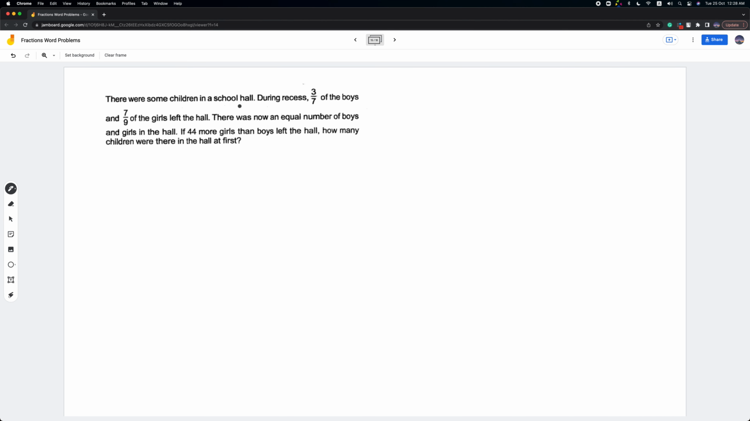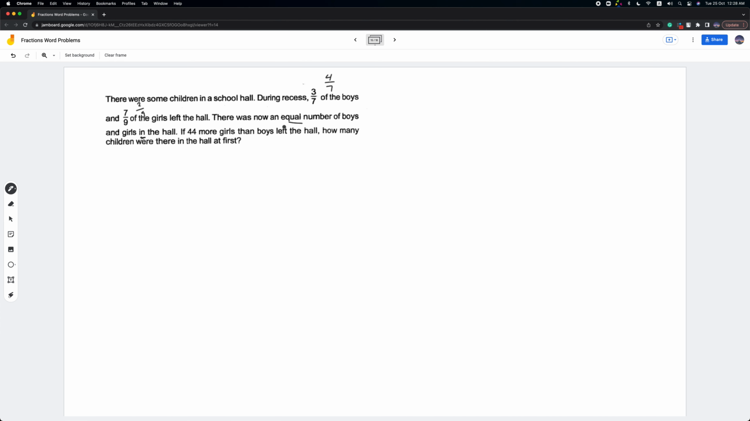There were some children in the school hall during recess. 3/7 of the boys and 7/9 of the girls left. There was now an equal number of boys and girls in the hall. So this is the same type of question. In the hall, this is how many boys left the hall. So what remains in the hall is 4 out of 7. And for the girls, 7/9 left. So what remains is 2 out of 9.